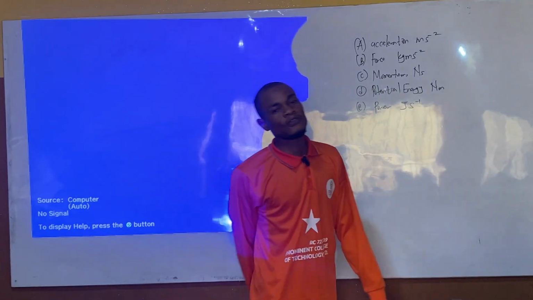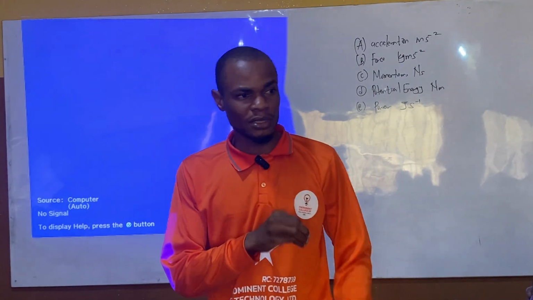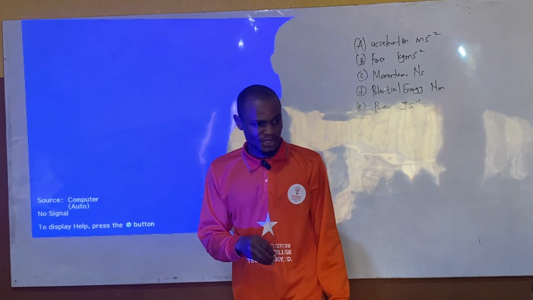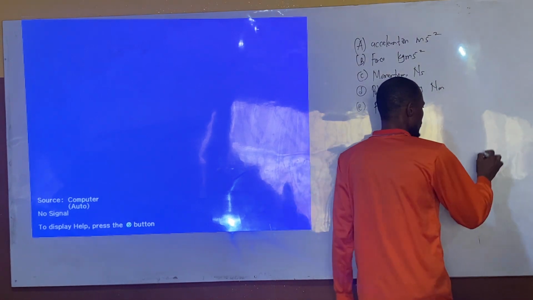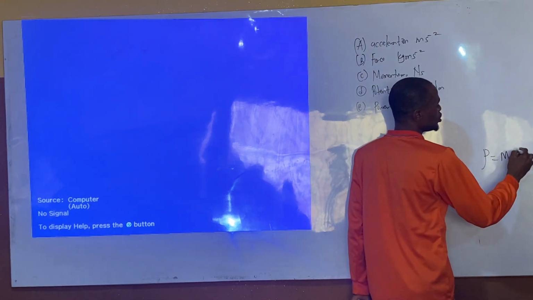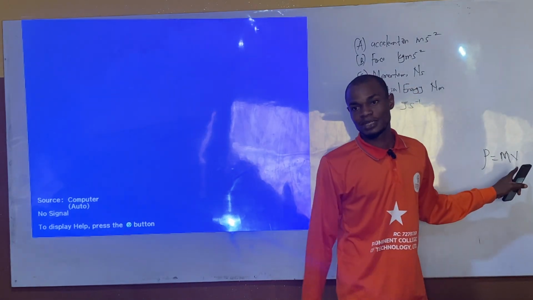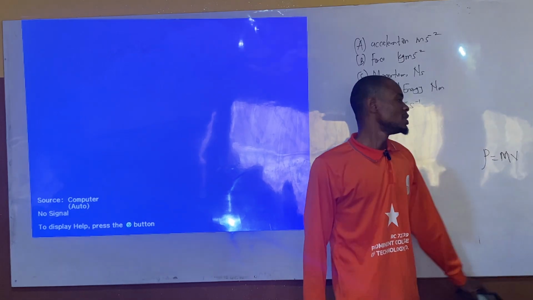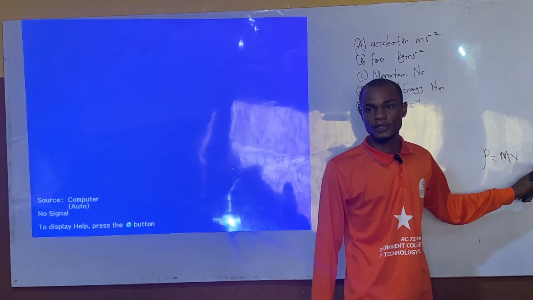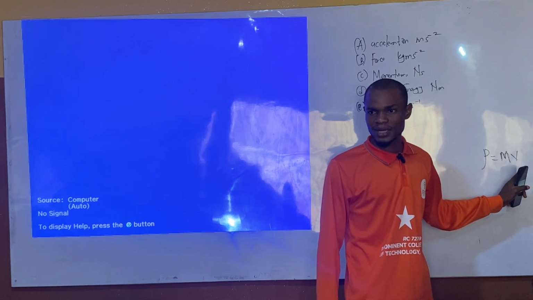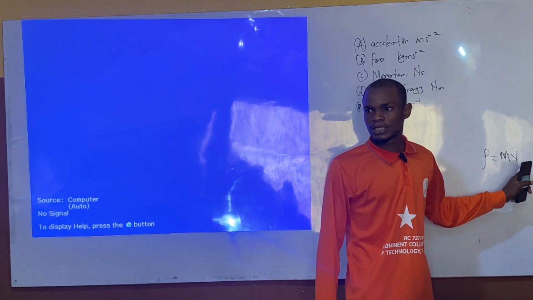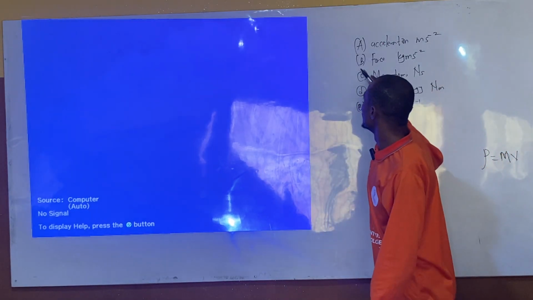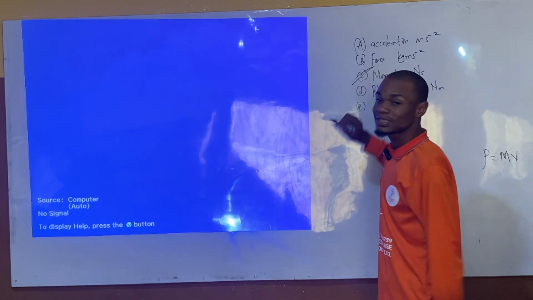Momentum: what's the formula for momentum first? Momentum is the product of the mass of a body and its velocity. Product means multiplication. So from the derived units, what's the unit of velocity? Meter per second. What's the unit of mass? Kilogram. So the unit of momentum is kilogram meter per second. And here I can't see kilogram meter per second, which means this one is wrong. The one that is wrong is the answer.